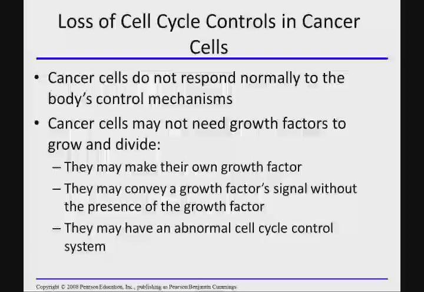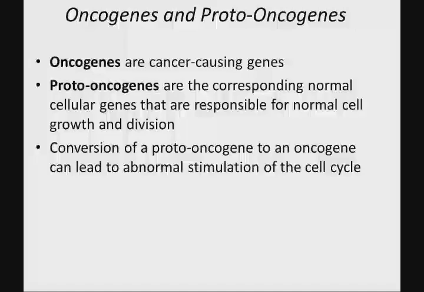Now, there's some vocabulary that we need to introduce, and that is the idea of oncogenes and proto-oncogenes. So an oncologist is a cancer doctor. So onco deals with cancer. Oncogenes are cancer-causing genes. Now, proto-oncogenes are genes that are normal in the cell, but then when they're mutated, they become oncogenes.